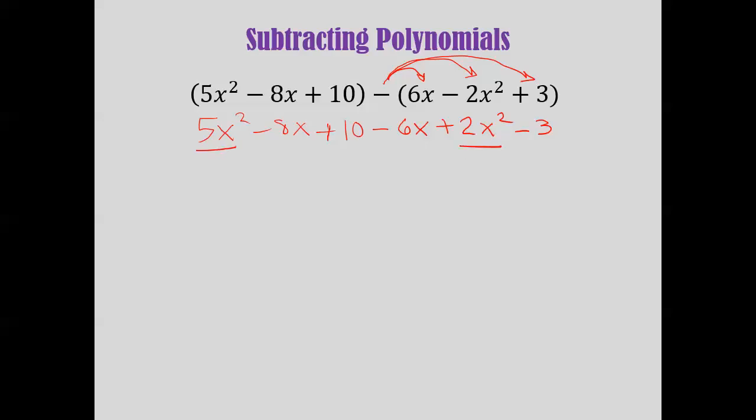5x squared and 2x squared makes 7x squared. Minus 8x minus 6x is minus 14x. And plus 10 minus 3 is plus 7. Again, in standard form. That's important.